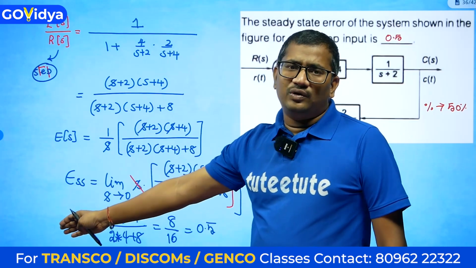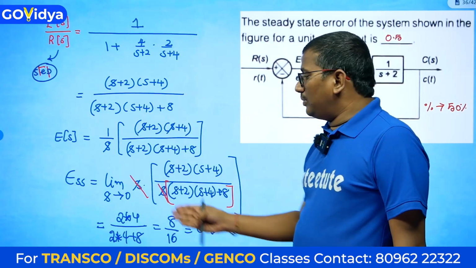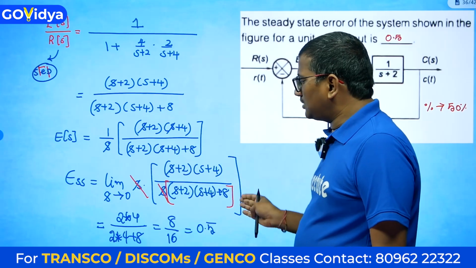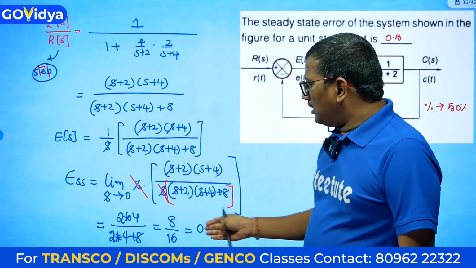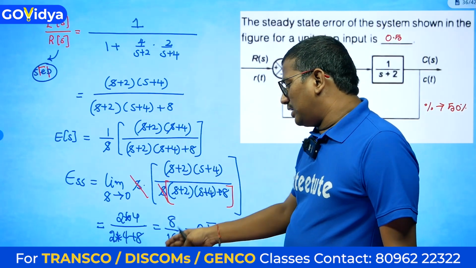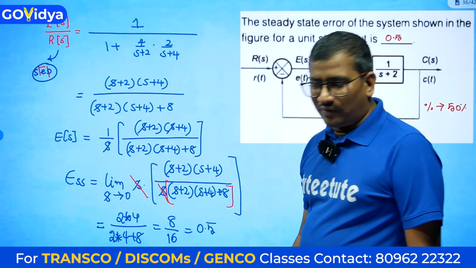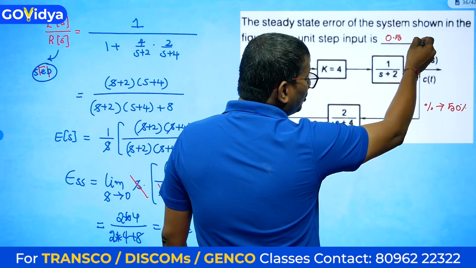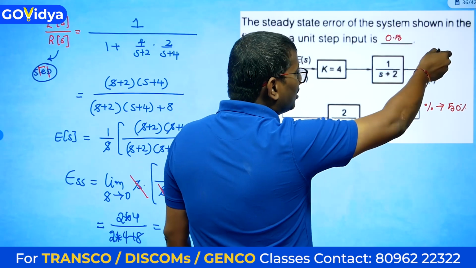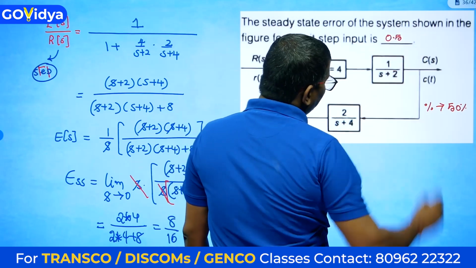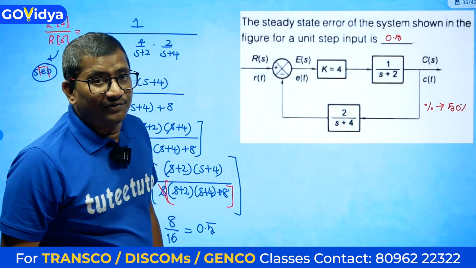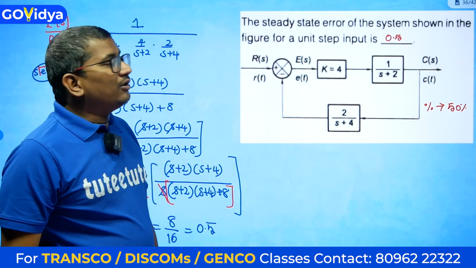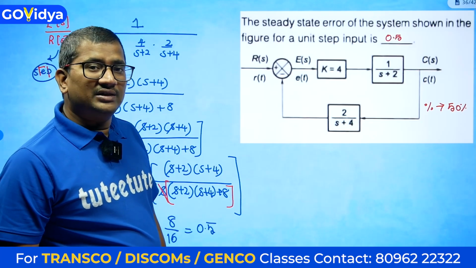And steady state error we know, for step input, limit S tends to 0, S into this, and S gets cancelled, and 8 by 8 plus 8, 8 by 16, 0.5. Provided you have to check what units they have mentioned here. If they have not mentioned any units, like in terms of percentage and all, just keep it as it is. If it is mentioned like percentages, you have to be very careful. Okay? I hope it is clear. Now let us see the next question.